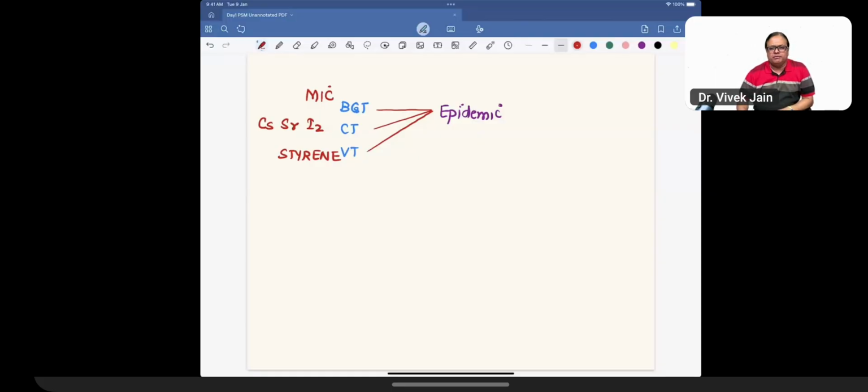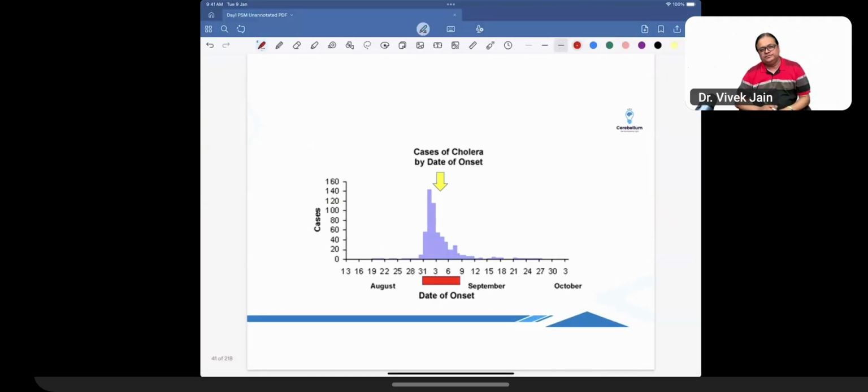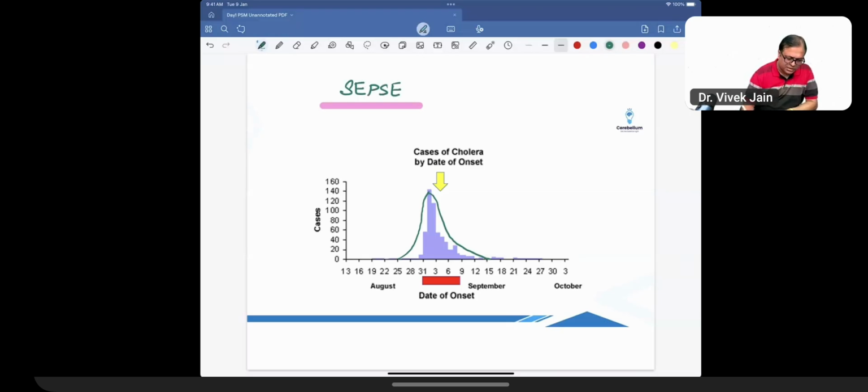Now, epidemics may be of multiple types. We'll come to that, Dr. Harish. Epidemic may be of multiple types. First type, look carefully at the screen. You can see there is a sudden rise in the number of cases. Treatment started, sudden fall in the number of cases. This is single exposure point source epidemic. Exposure occurs only once from a single point source.